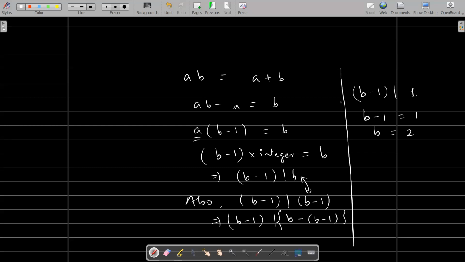Anju, just a minute. Let me finish this. So B is 2, and similarly by symmetry, you also get A is 2, or you put the value of B as 2. So I get 2A is equal to A plus 2, and that will again give me 2A minus A is equal to 2. Is that fine? So B is 2 will imply A is 2.